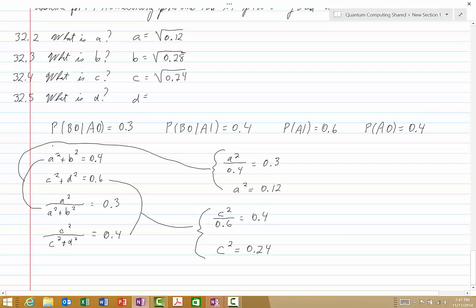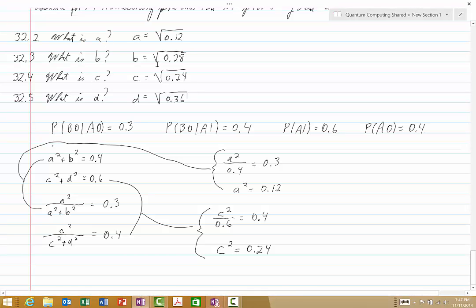And what about D? Well, we plug in the fact that C squared is 0.24, plug that in here. So 0.24 plus D squared is 0.6. That means D squared is 0.36. So D is the square root of 0.36. And that is how we can easily solve the first 5 problems in test 32.